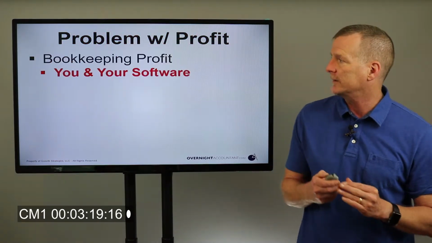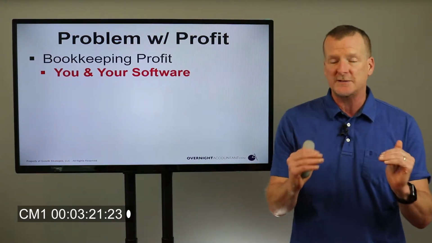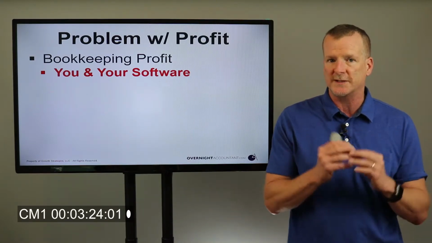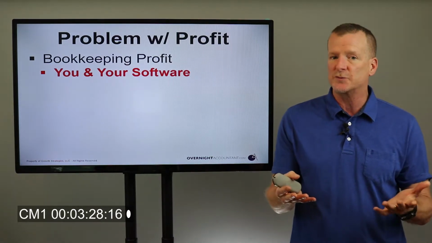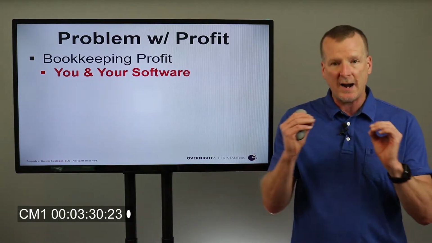Okay, bookkeeping profit. Bookkeeping profit is really based, for most of us, for most small business owners, fortunately or unfortunately, on you and your software. It's based on you trying to track items on your own, or possibly you have hired a bookkeeper.